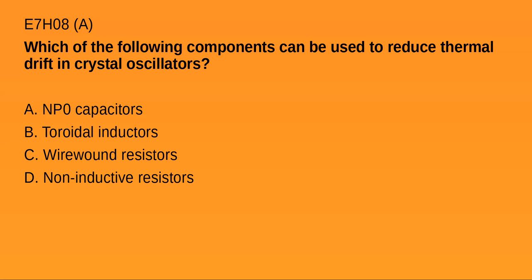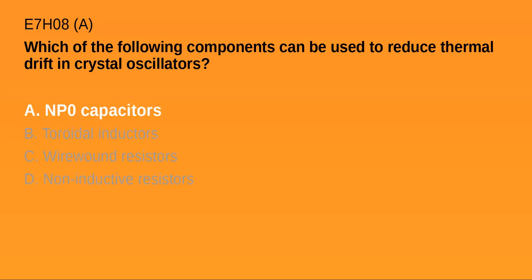Okay. Which of the following components can be used to reduce thermal drift in crystal oscillators? Alpha, must be NPO capacitors. That actually looks like that's a 0 there. Exactly. Stabilizing of it. But that's not on the list. Oh, okay.